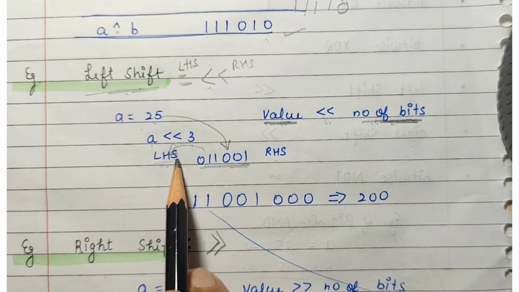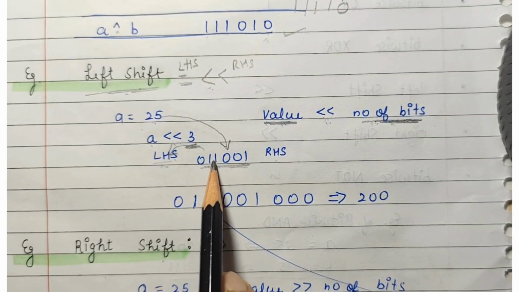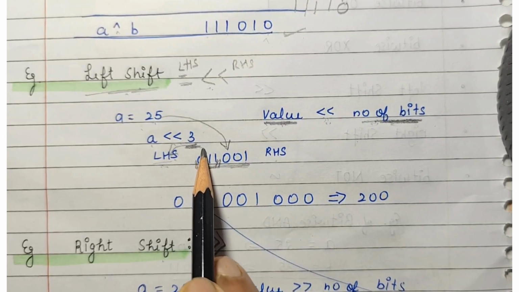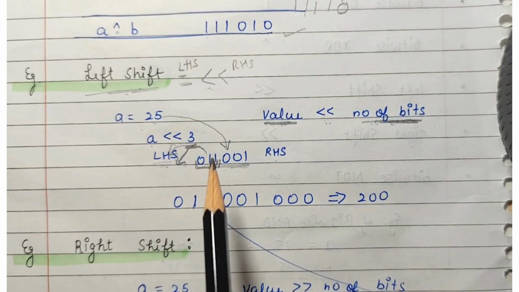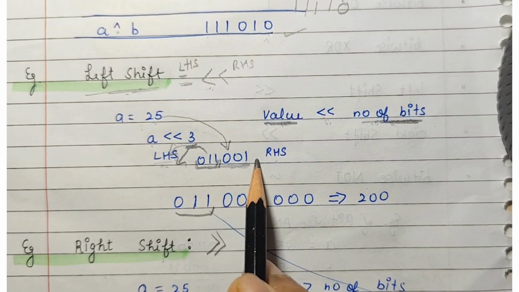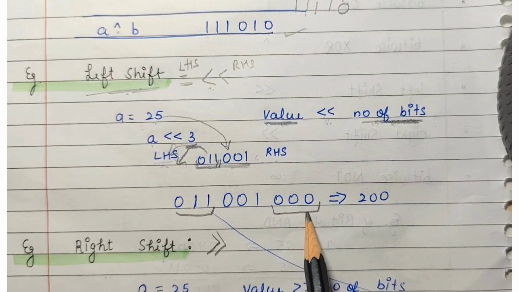How many bits are shifted? 3 bits are shifted because here the value is 3. It means 3 bits are shifted. So these 0 1 1 are shifted to the left hand side, so it becomes 0 1 1, and 3 padding bits are added on the right hand side.